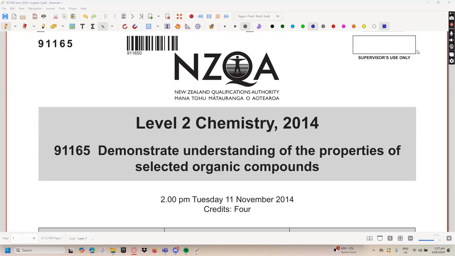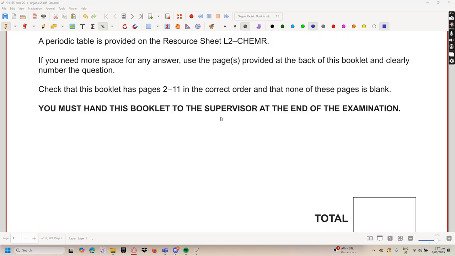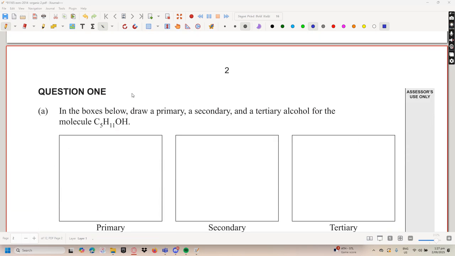Alright, good everyone. By request, I think I was going to do it anyway, but level 2 organic. This is 2014, so it's quite a while ago. So I wanted to start with some old papers because a lot of people do the recent ones as practice, but not so much the old ones. They're just as good. Right, let's get into it.